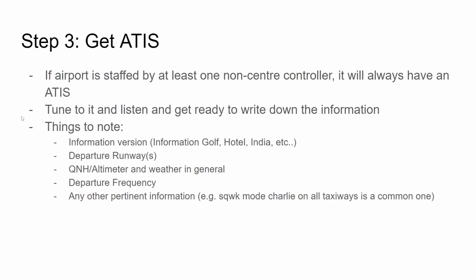Yeah, so you can either listen to it. You can tune your radio to that frequency, and you can listen to it and write everything down, or you can cheat like I just did and get it via text, which is usually what I do, just to save time. Yeah, so you want to know your information, your departure runway, your altimeter, and your weather in general, your departure frequency, which it will sometimes say, other times they'll tell you in your clearance, and any other pertinent information, like I said.